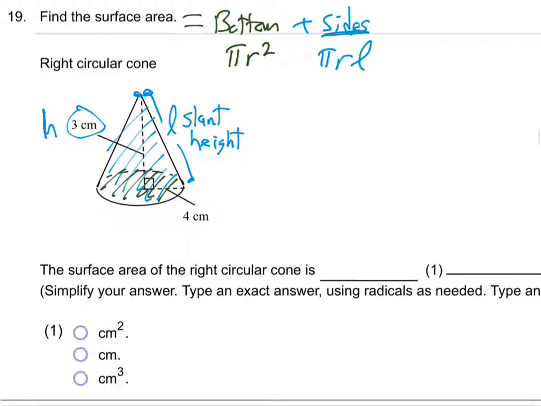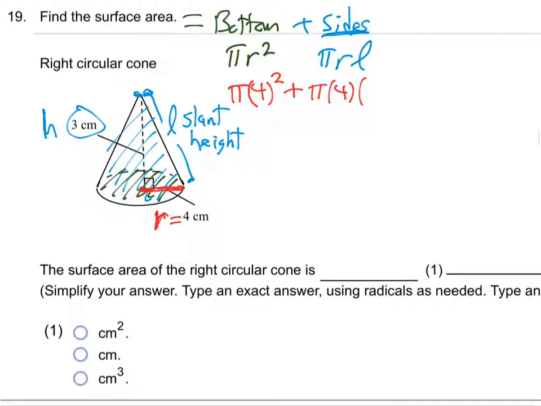So, okay, let's figure this out then. This is pi. The radius is the 4 here, because that's from the middle to the edge of the circle. The radius is 4. Pi 4 squared, and then pi r l, again, the radius is 4. L, now we don't know the L. We don't have it. So we're going to have to go find the L.